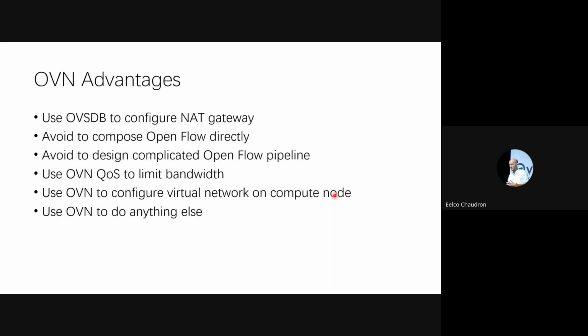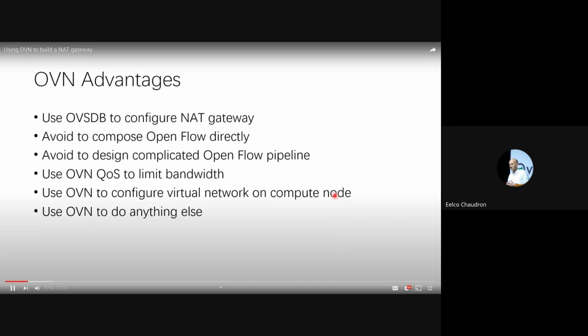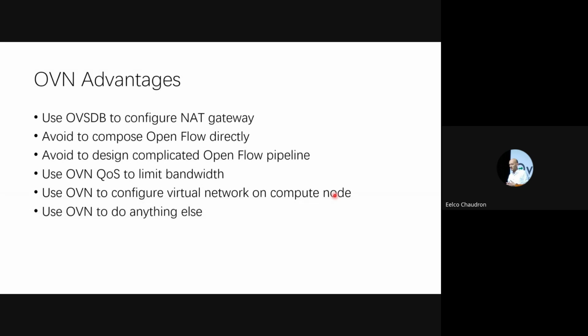Why shall we use OVN to build a NAT gateway? Because it is simpler. It can use OVSDB to configure everything. We needn't take care of the OpenFlow pipeline. That means we can build a NAT gateway without OpenFlow and vSwitch knowledge. This is really attractive.